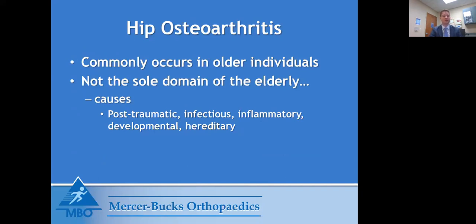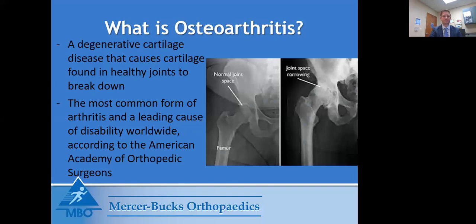It commonly occurs in older individuals, and when we say older, we're talking about over the age of 65. Older people are not the only ones that can be affected by arthritis. There are some other causes that can affect younger people: previous injuries or trauma, infections, different inflammatory conditions like rheumatoid arthritis or lupus. There are some developmental anomalies, and then there are certainly hereditary causes associated with this.